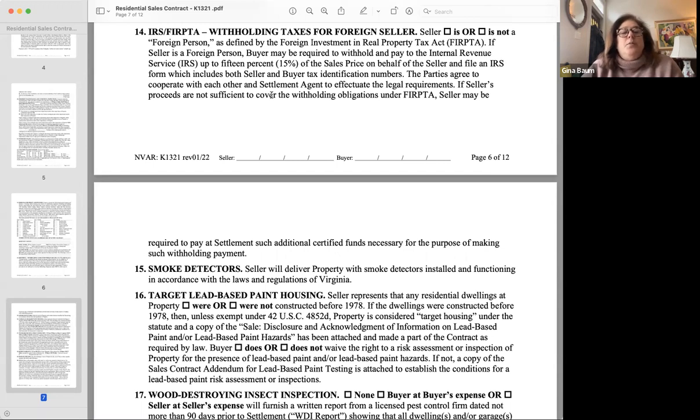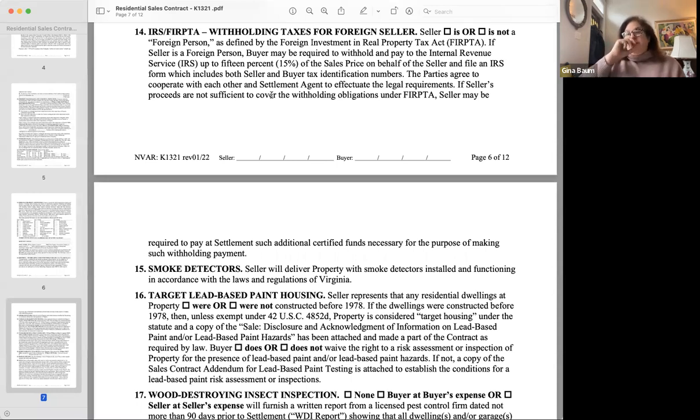The parties agree to cooperate with each other and settlement agent to effectuate the legal requirements. If seller's proceeds are not sufficient to cover the withholding obligations under FIRPTA, seller may be required to pay at settlement such additional certified funds necessary for the purpose of making such withholding payment.